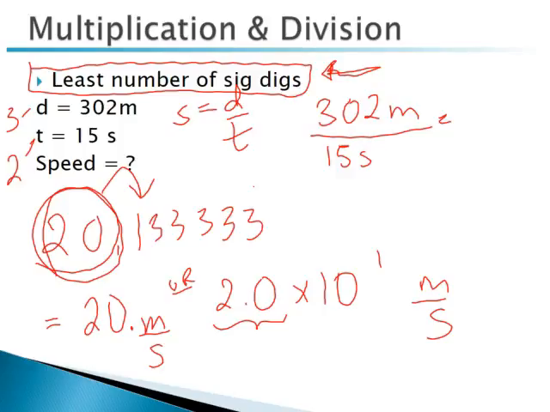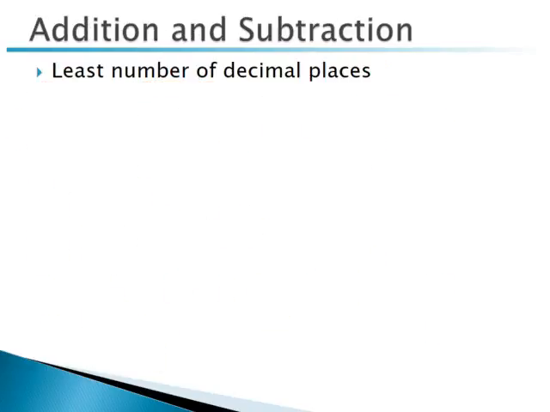Okay, let's do another example. This time we're going to do an addition or subtraction question. Now remember, for addition and subtraction, we're not looking for the least number of significant digits, we're looking for the least number of decimal places.